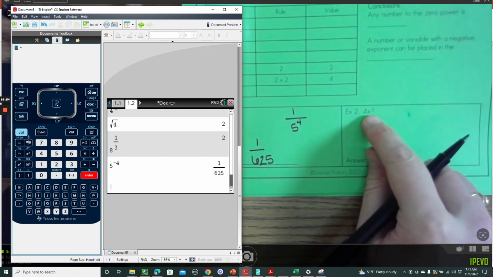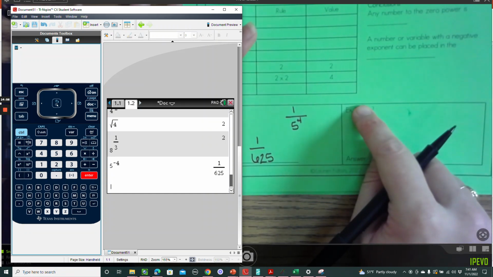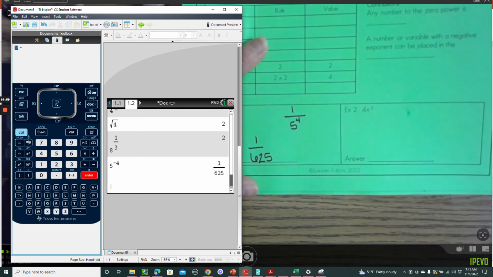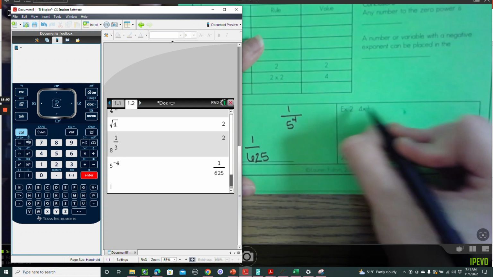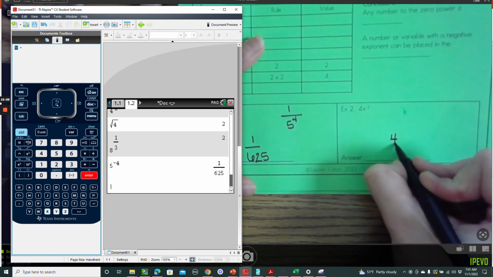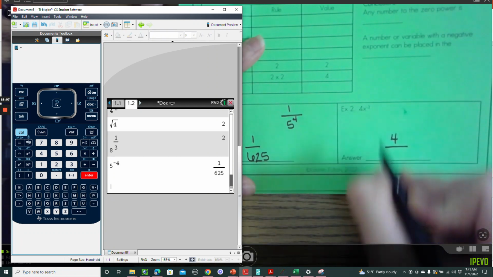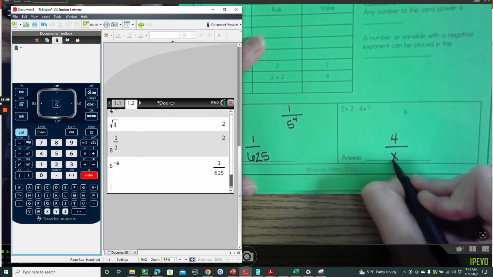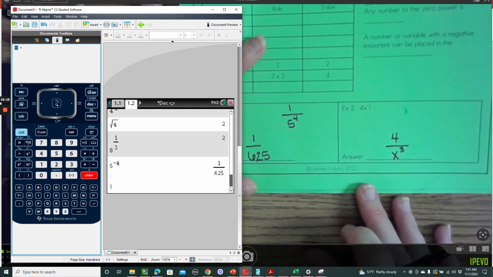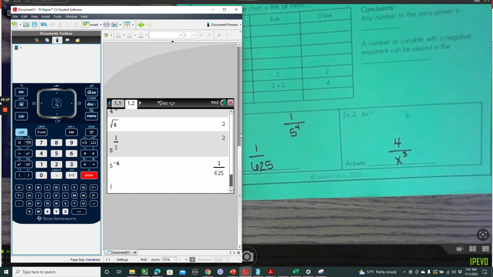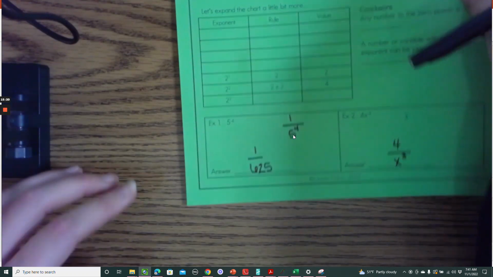So 4x to the negative third. This is not the proper way to write this. We try to avoid those negative exponents. So for this one, the 4 is not being raised to a power. So it would be in the numerator. X to the negative third would actually be in the denominator. Okay. All right, let's look at some more examples.